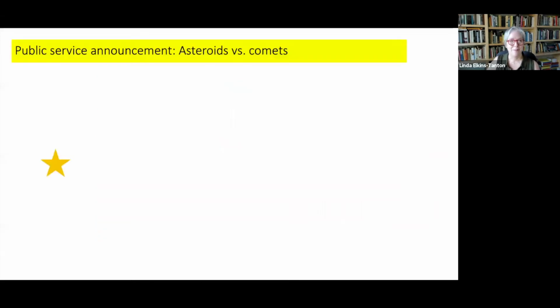So now, a public service announcement about asteroids versus comets. And there's our sun there on the left, a star. Small worlds can be made of silicate rock of various compositions, they can be made of iron metal, various ices, organic materials, and a wide range of the ratios of these materials has been detected.